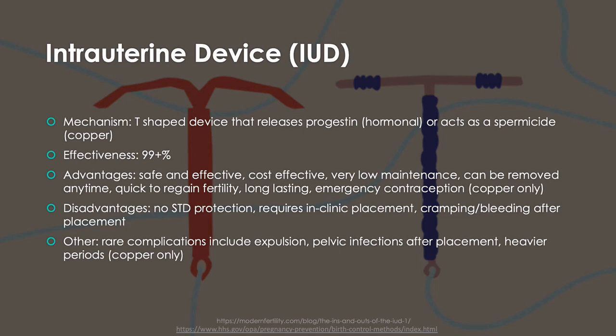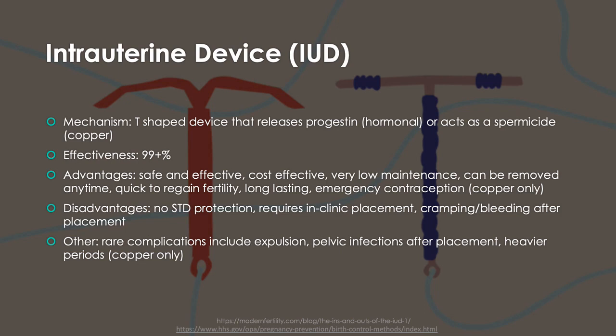For both of these, advantages include being very safe and effective, cost-effective, extremely low maintenance, can be removed at any time, provide a quick return to fertility, and last for a long time. For copper IUDs, an additional advantage is, as we discussed before, they can be used as a method of emergency contraception. Disadvantages of both types include requiring an in-clinic visit for placement, which can be painful and/or uncomfortable. They don't provide STD protection, and there is some cramping and bleeding after placement.